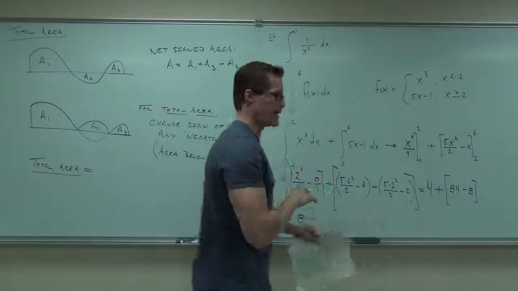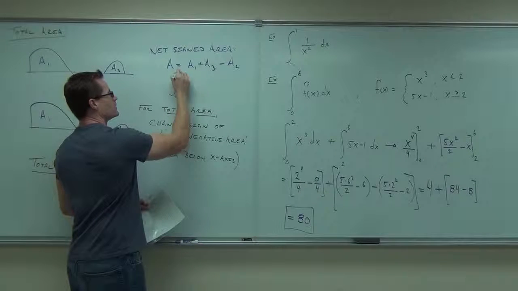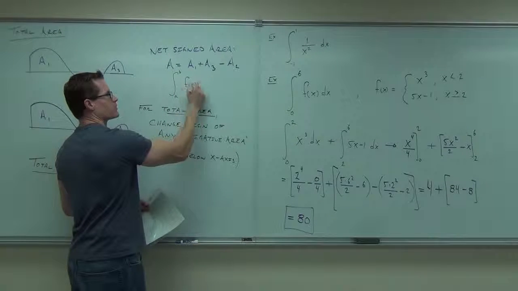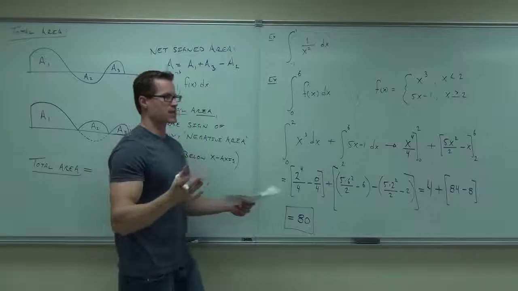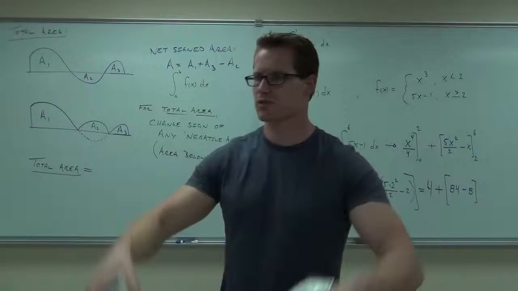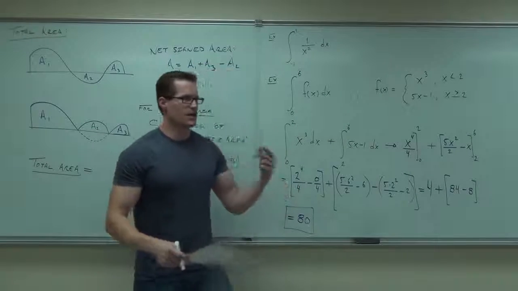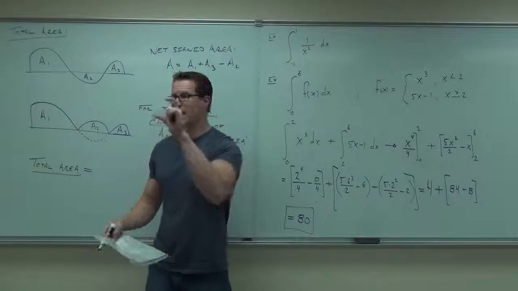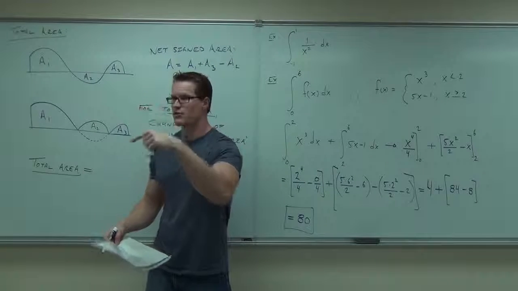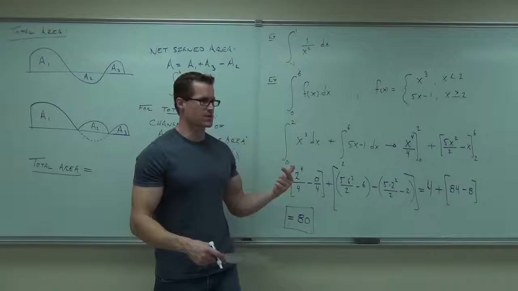Here is net signed area. Net signed area said you start at A, you go to B. You just take the integral of whatever function you have, and whatever happens, happens. Positive area means most of it's above the x-axis. Negative area means most of it's below the x-axis. Even if we cross over, it just basically says your net change, what is mostly happening, whether you have more positive than negative or more negative than positive, no matter what it actually is on your graph. Does that make sense to you?